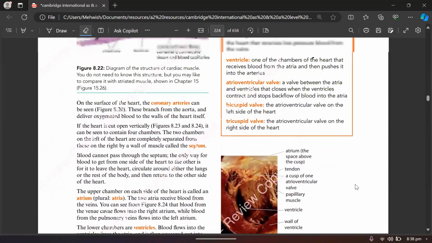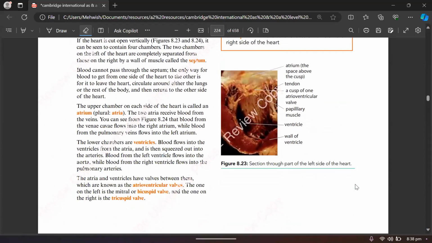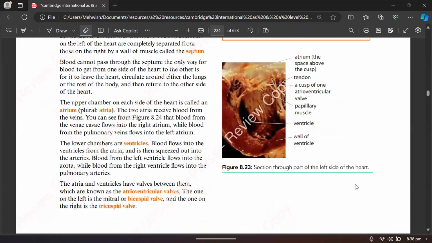Okay, so if we see the cross section of a heart, the left side of the heart is given here. This is basically showing you the muscles. This is the muscular wall that you can see. Let me change the color.